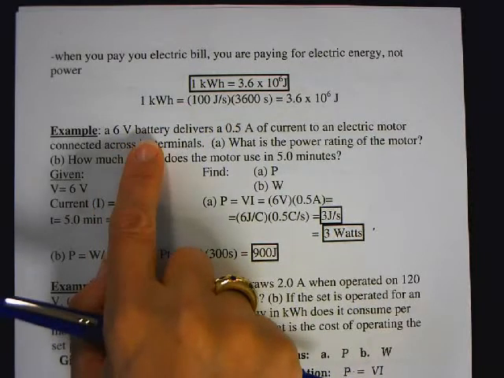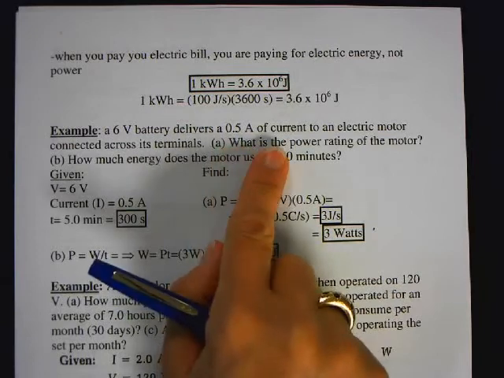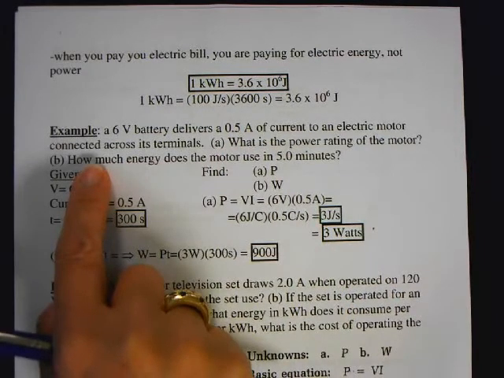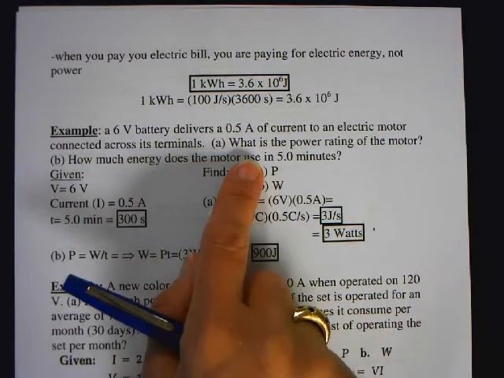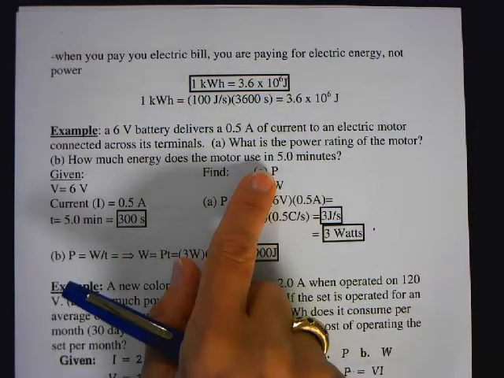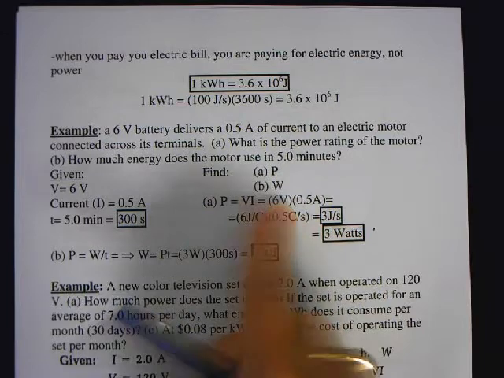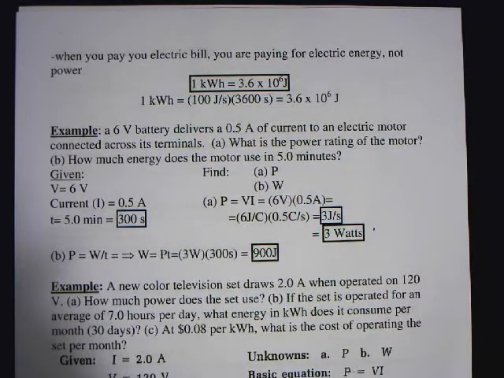A 6-volt battery delivers 5 amps of current to an electric motor connected across its terminals. A, what is the power rating of the motor? B, how much energy does the motor use in 5 minutes? So we're going to do just like we did before. We're going to write our given, we're going to write what we want to find, we're going to write our basic equation, and we're going to rearrange the equation to solve for the unknown in terms of the knowns.